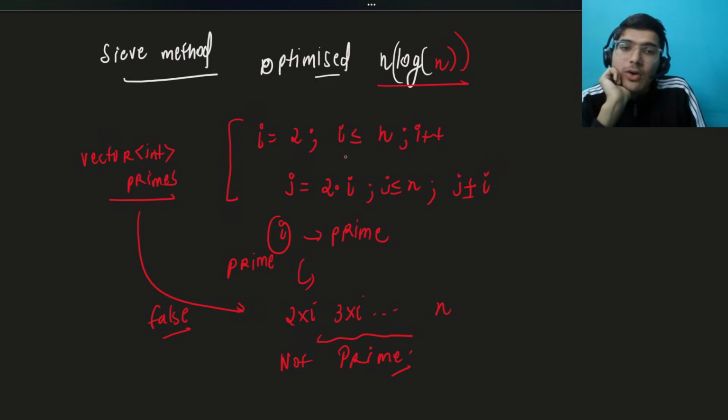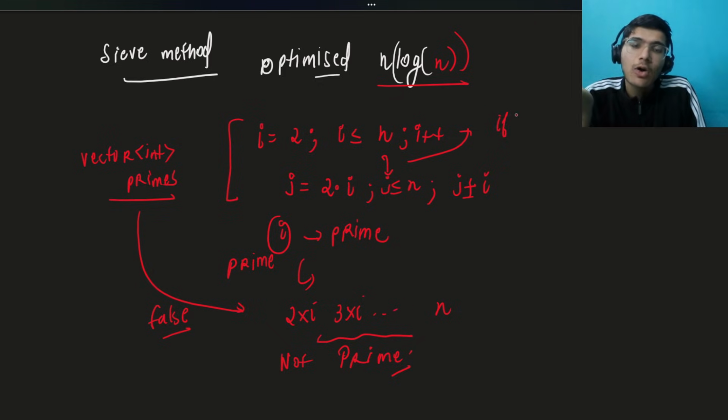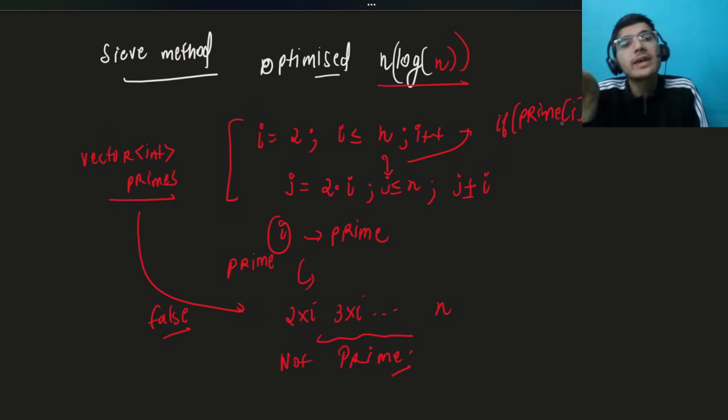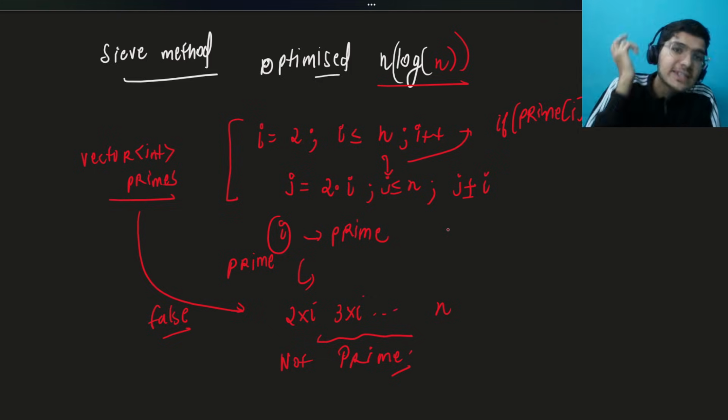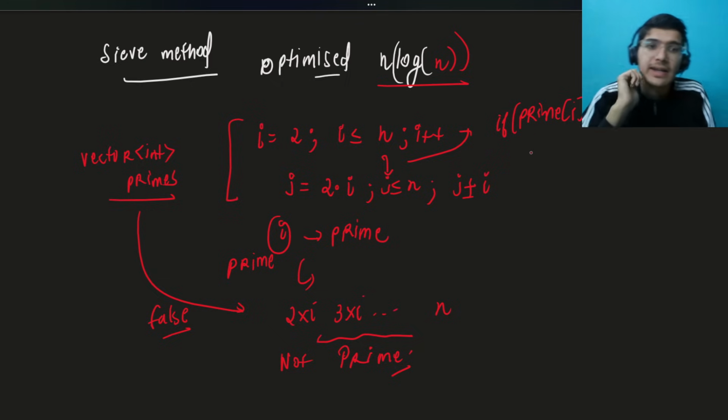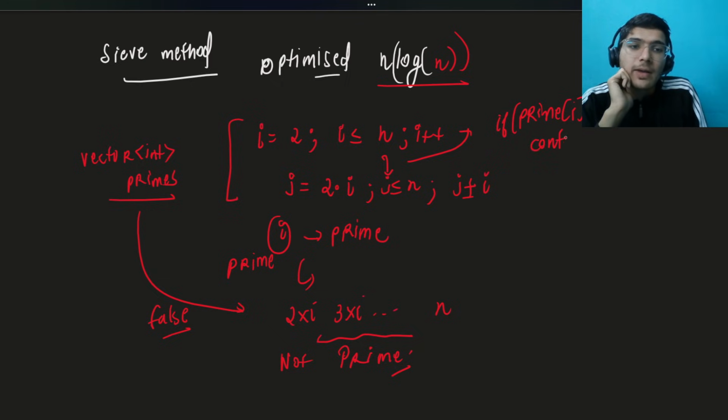And then this loop will run only when i is prime. If i is not prime, we won't do anything. So here we'll check if prime of i is equal to 0, that means we already set it, it is not prime. Its multiples we have already set, right? We don't require that. So we can continue directly from here.